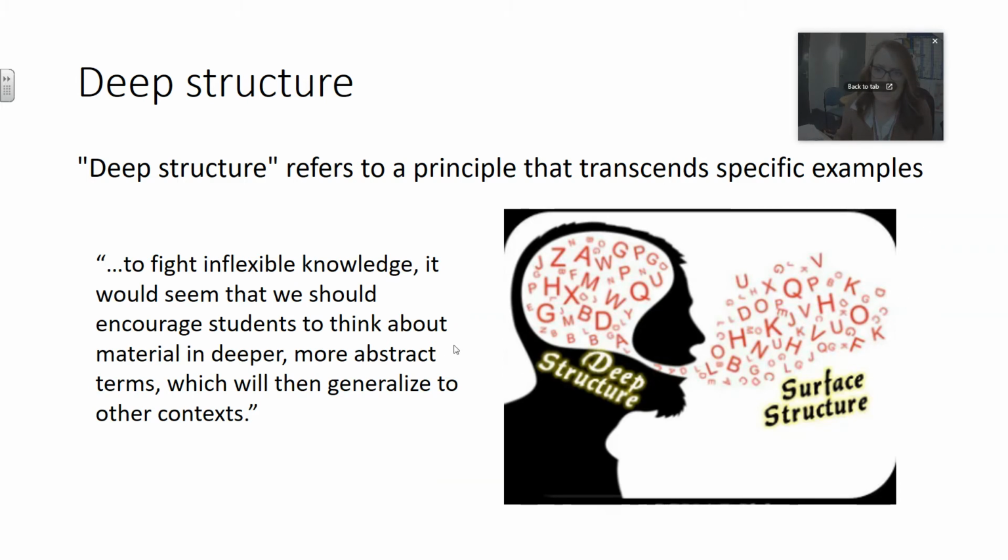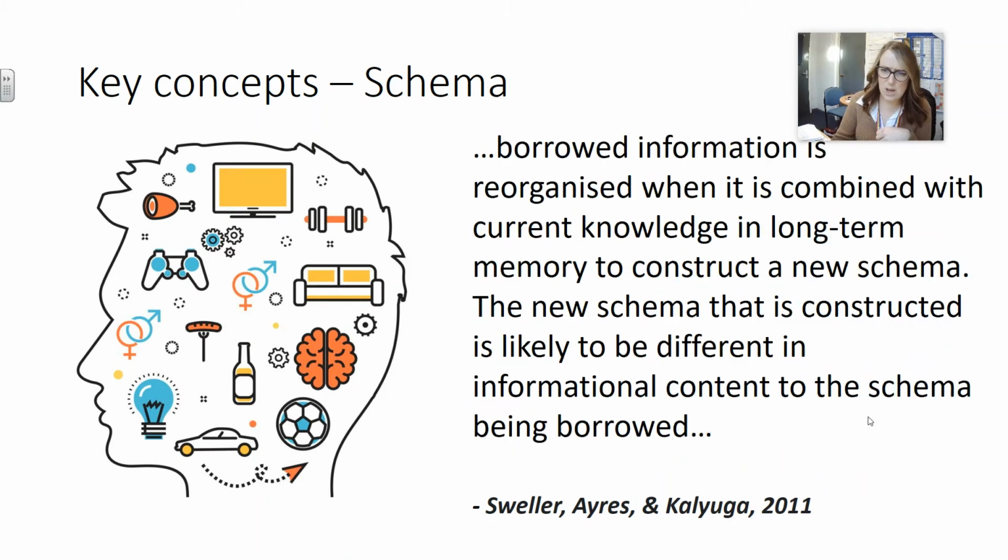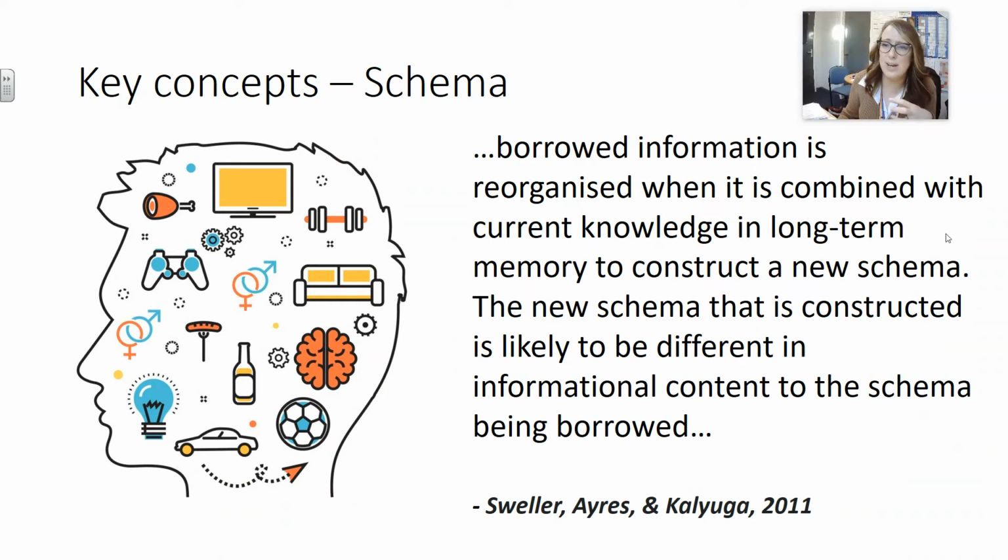Think about that in a bit more depth now. We've talked before about schema. This schema is like a cognitive construct that permits us to classify multiple elements together into a single element that is useful and can then be applied to new ideas. We talked about that when we looked at the Sweller paper. Within that, there's going to be borrowed information that we reorganise into the schema that we're constructing.